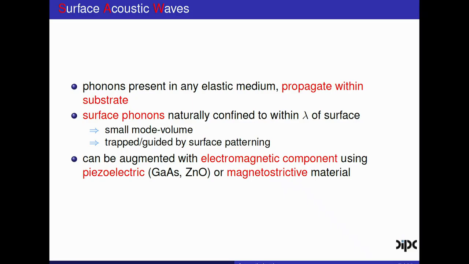And finally, their properties can be rather readily augmented by creating heterostructures of materials that have particular properties in their reaction to mechanical stress, so piezoactive materials in particular, that will lead to the fact that these mechanical oscillations are accompanied by electric or magnetic fields, depending on the material we use. And that makes this a system that can be fairly universal, because you can design it such that it carries magnetic or electric or mechanical or all of them, and that allows you to talk to many different things and may also make this an interesting system to build hybrid systems.